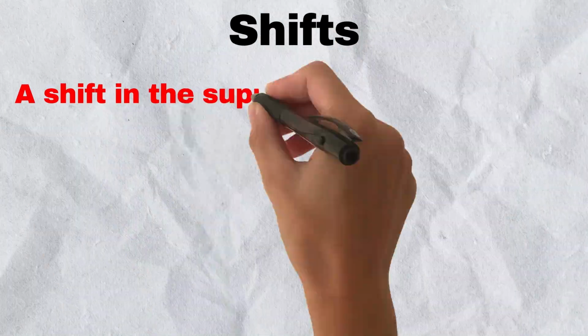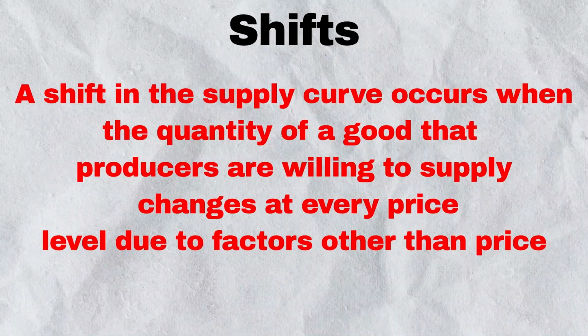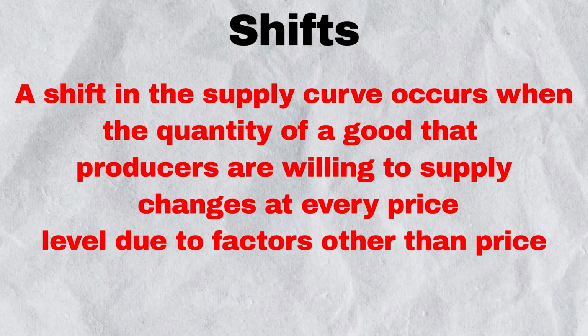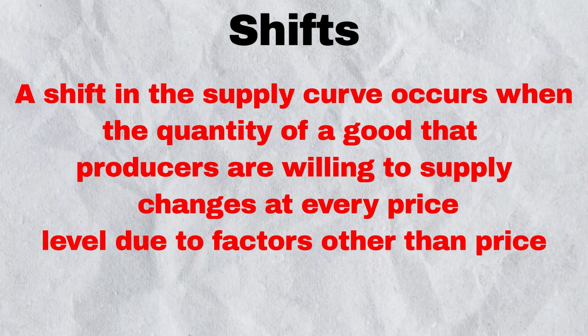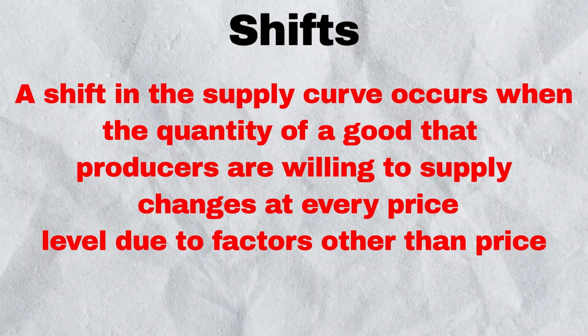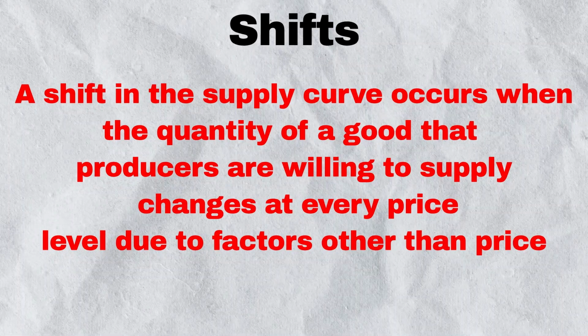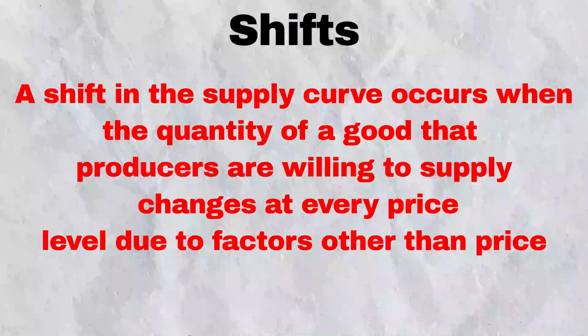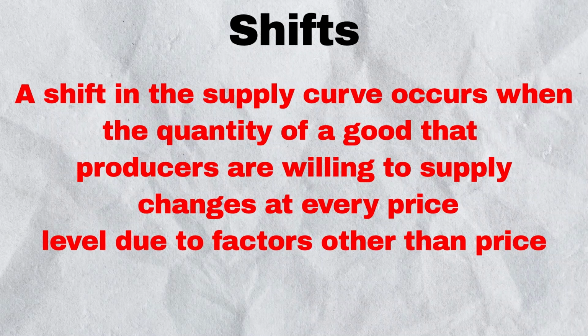Now we will explore shifts in the supply curve. A shift in the supply curve occurs when the quantity of a good that producers are willing to supply changes at every price level due to factors other than price. Next, I will show you what this looks like graphically.